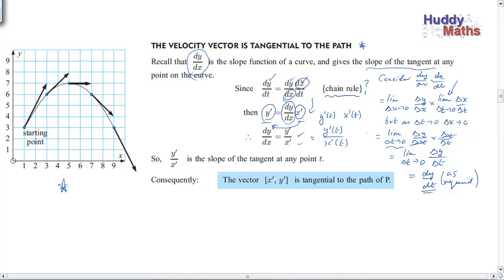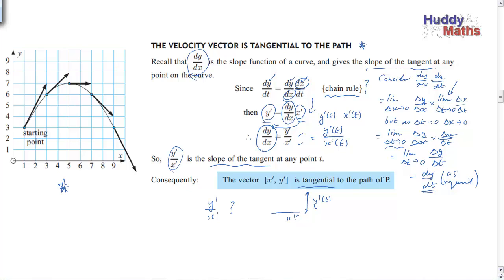What's that saying? Let's just unpack that a bit. Here, the slope of the tangent is equal to y dashed over x dashed. But why do we say that that's tangential? Let's look at what y dashed over x dashed means. The velocity vector is x dash t, y dash t. So here's the velocity vector. y dash t over x dash t is the slope of that.